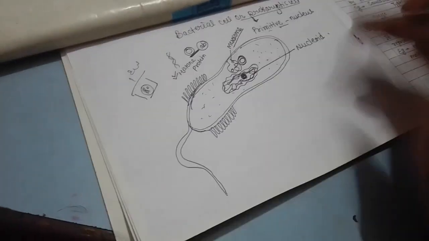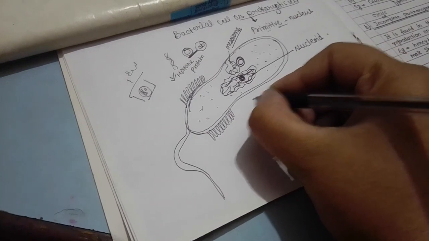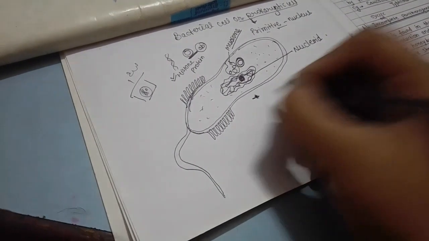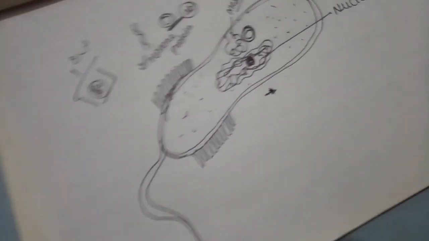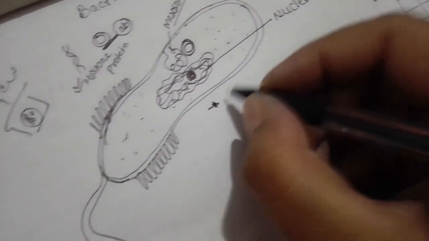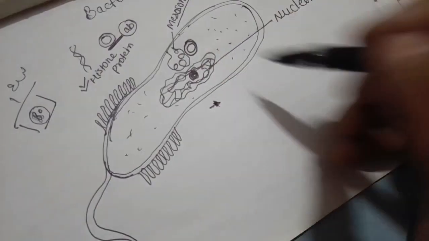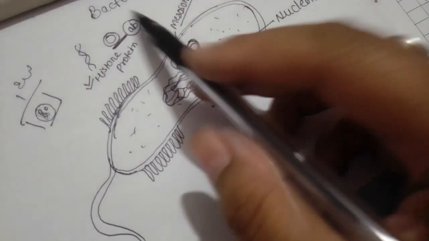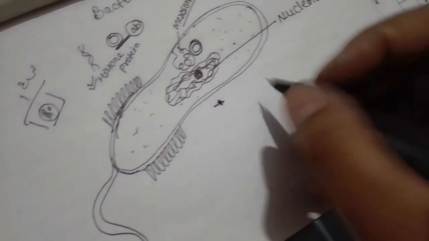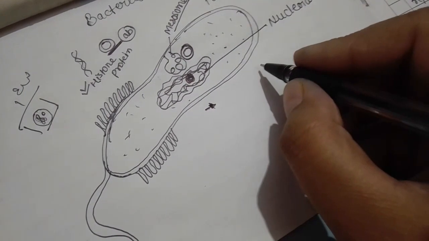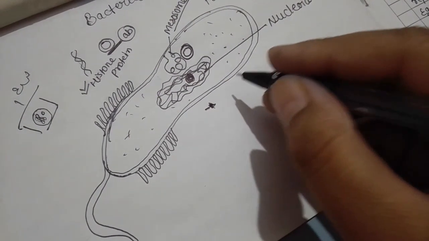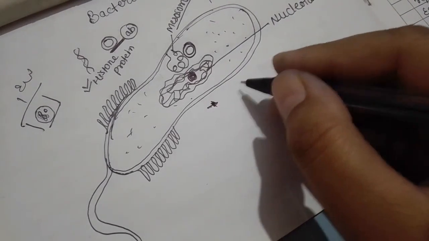So if you see the difference points, as you know, we already discussed the plant cell and the animal cell. Now here we are going to discuss the difference between the bacterial cell and the plant cell, meaning eukaryote and prokaryote. The term prokaryote means they have a primitive type of nucleus. They lack membrane-bound structures and membrane-bound organelles.